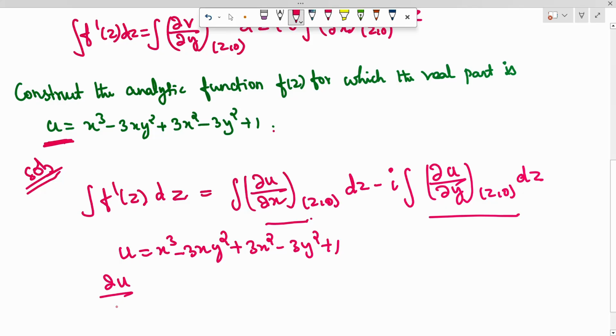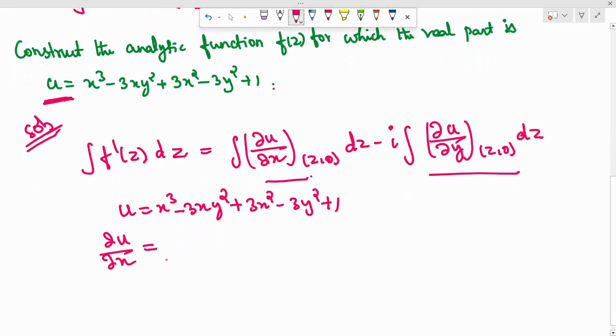Dou u by dou x, which means partial differentiation with respect to x. Okay, x cube gives 3x square. Minus 3xy square is there. Here y square is constant, temporarily considered as constant because this is a partial derivative. Okay, minus 3 into y square, plus 6x because 3x square is there, minus 3y square is 0, 1 also 0.